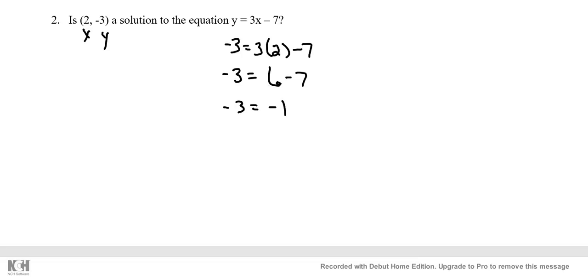Now we want to know, is 2, 3 a solution to the equation y equals 3x minus 7? Again, we have an x and a y, so I'm going to plug them both in where they go. The y becomes 3, the x becomes 2. 3 times 2 is 6. 6 minus 7 is -1. In this case, the two sides are not equal, so this is no, 2, 3 is not a solution.